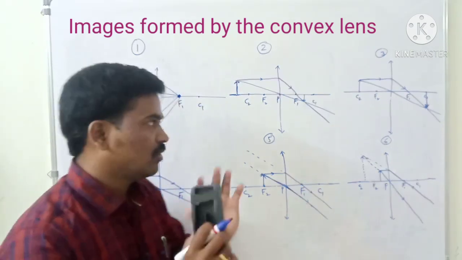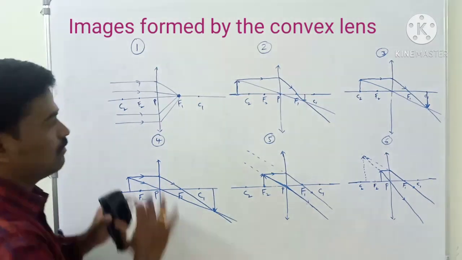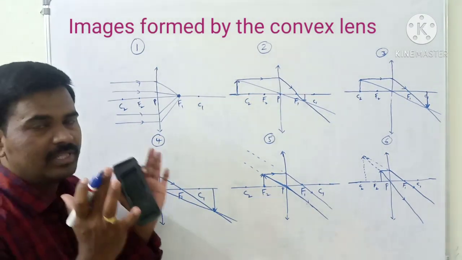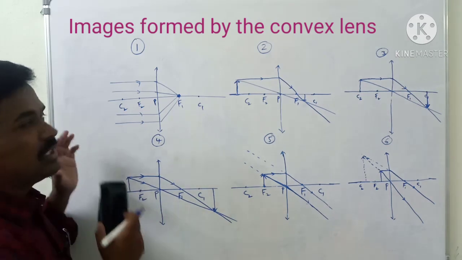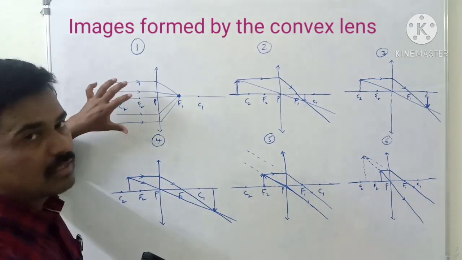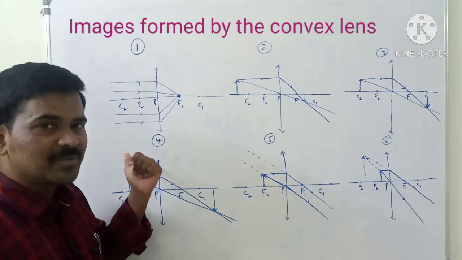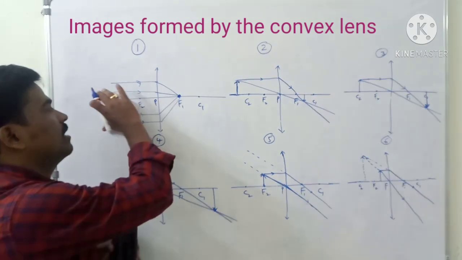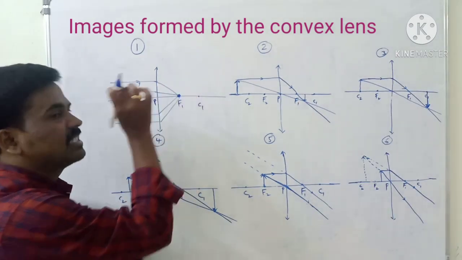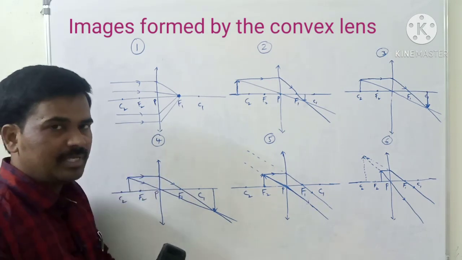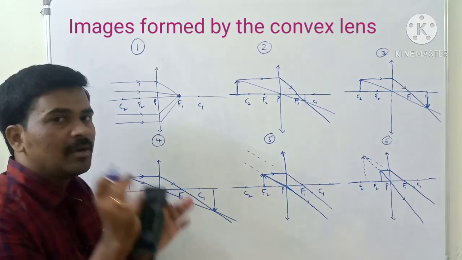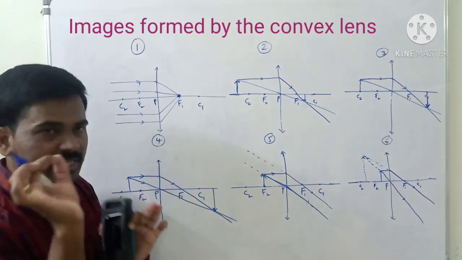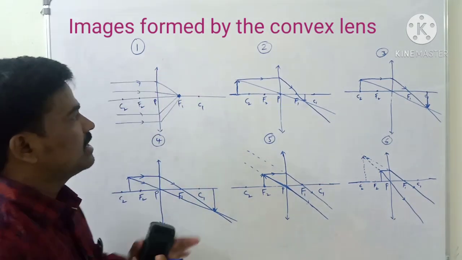Let us go through it briefly once again. We have 6 positions. When the object is at infinite distance, we get all rays parallel to the principal axis. That means when the rays are coming parallel, all rays converge at F only. Whatever the size may be, all the rays converge at F only. That means we get a point-sized image. That is the first place.